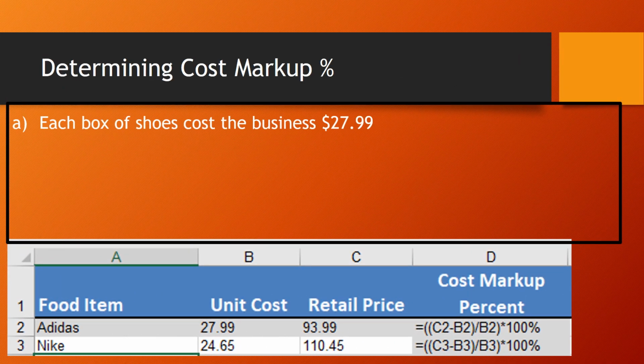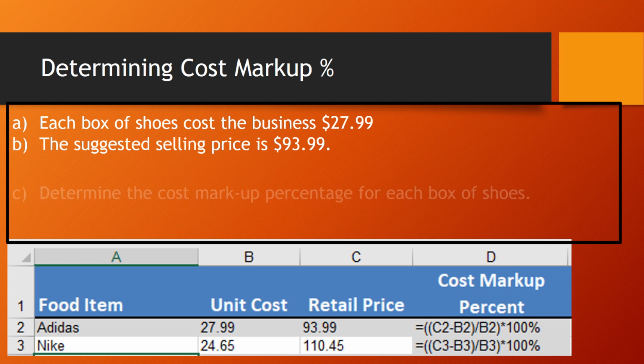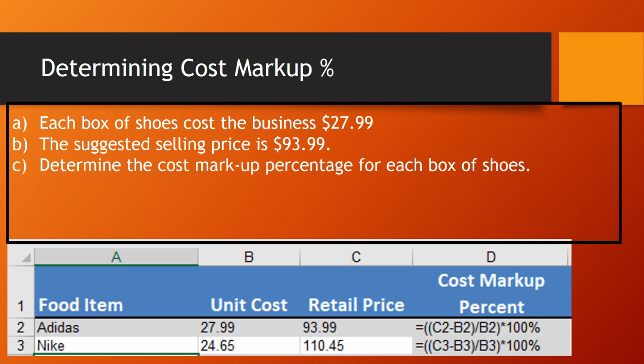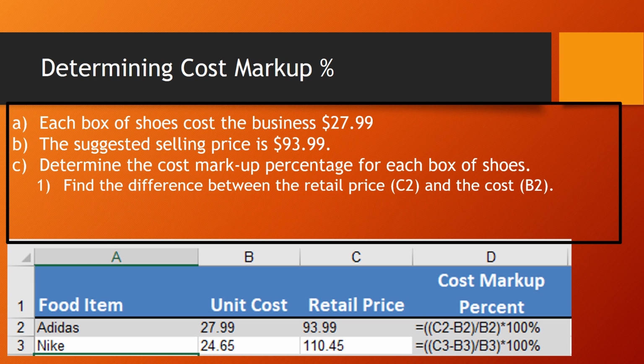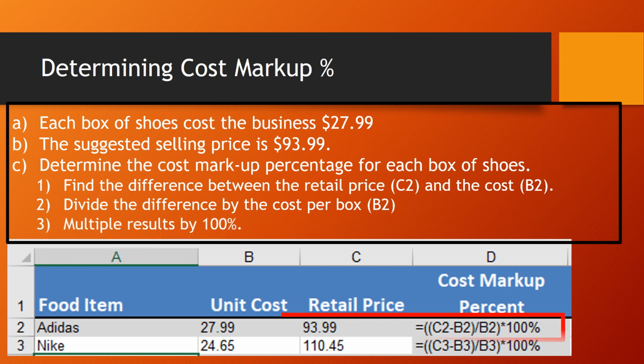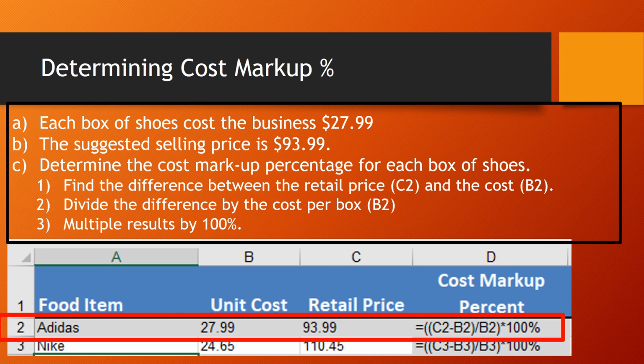Determining the cost markup percent. Each box of shoes costs the business $27.99. The suggested selling or retail price is $93.99. To determine the cost markup percent for each box of shoes, 1. Find the difference between the retail price and the cost. 2. Then divide the difference by the cost per box. 3. Multiply the results by 100%.